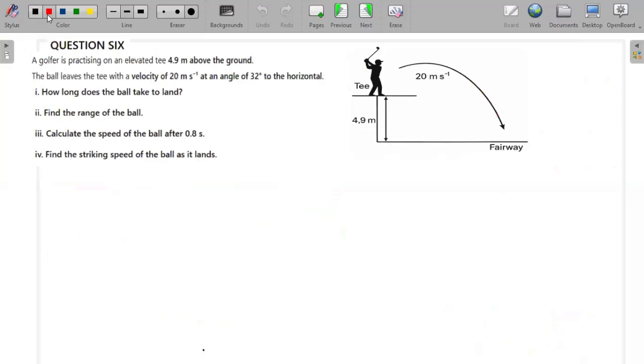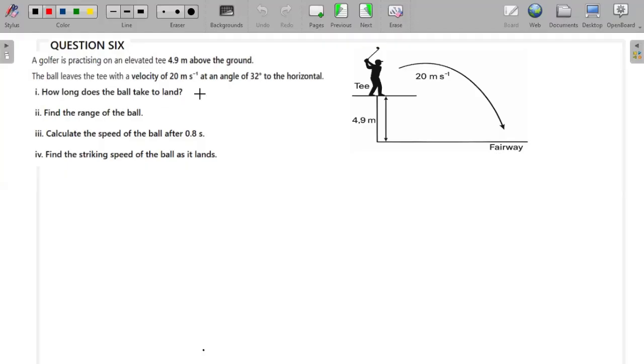All right, so let's look at this question here. So they're saying a golfer is practicing on an elevated tee, 4.9 meters above the ground. The ball leaves the tee with a velocity of 20 meters per second, at an angle of 32 degrees to the horizontal. How long does the ball take to hit the ground?